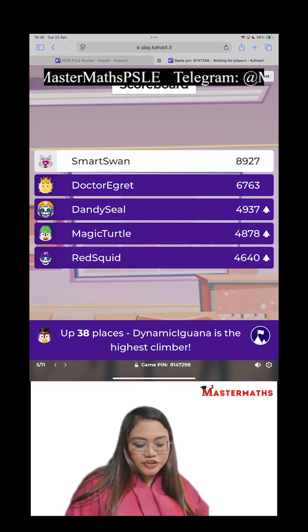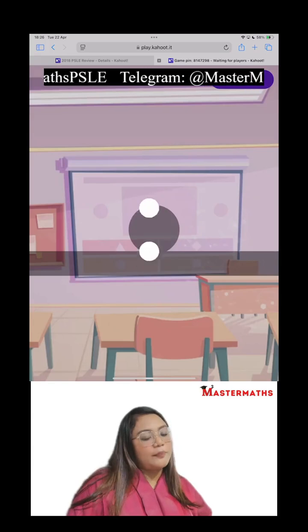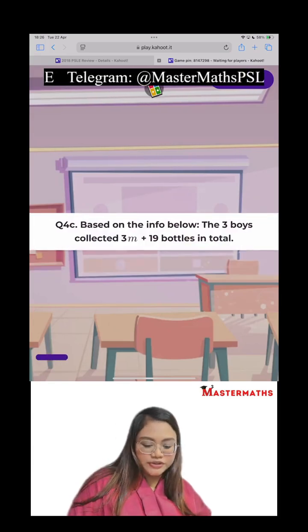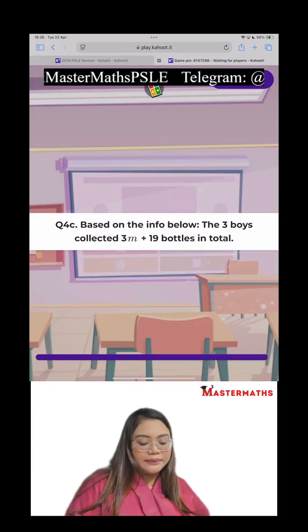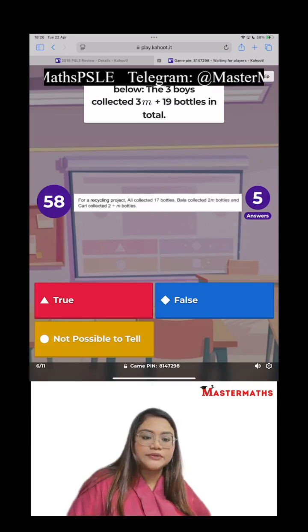Alright, friends. Let's go on to the next one. The last bit of not possible to tell or true or false question. Okay? Same information, but the total is 3m plus 19. Is this true, false, or not possible to tell?